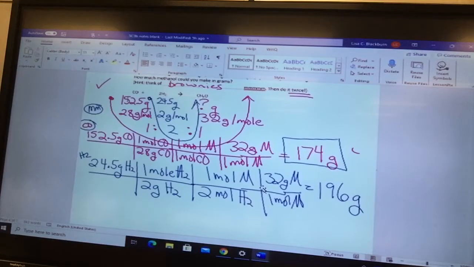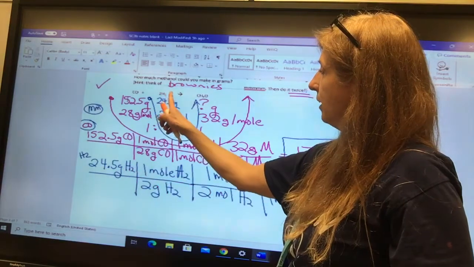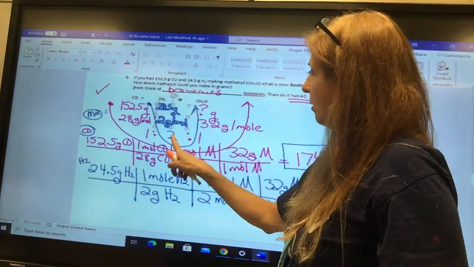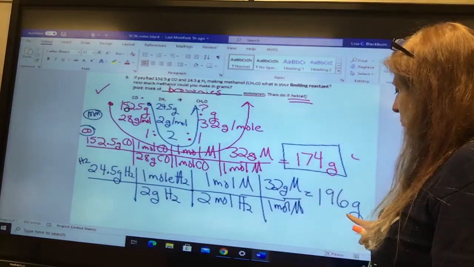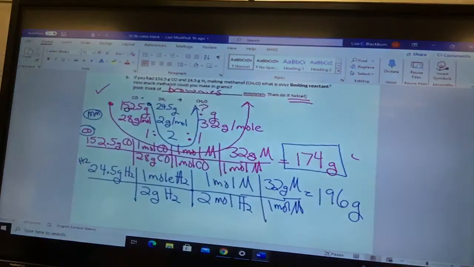And now what goes on the other side of the fraction bar? Methanol. 1 mole of methanol. What goes catty corner? 1 mole methanol, which is this mole right here. And then on the other side of the fraction bar? 32 grams of methanol. Put it in your calculator and see what it is. While y'all do that, I'll put it here. So here's our grams of this. 196. 196. Easy.